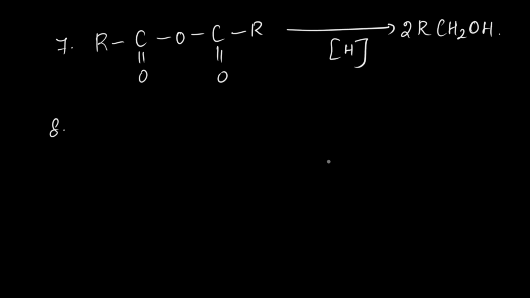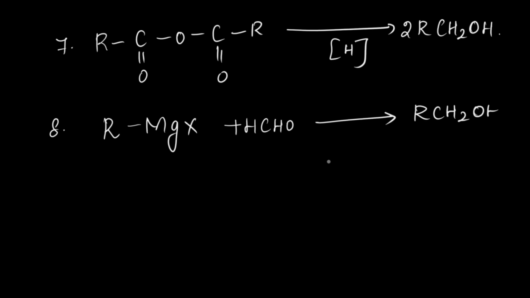Okay, the next method of preparing alcohol is using Grignard reagent. We very well know about the Grignard reagent, that is RMgX. Upon treating it with aldehyde, it will produce alcohol. As you can see, I'm just giving you the hint how it goes. Not going to involve the step-by-step mechanism.